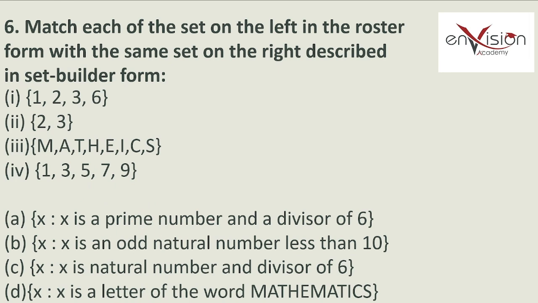Prime number and a divisor of 6? 2 is not a prime number. Odd natural number? No, 2 is even. X is a natural number and divisor of 6? Yes. So the first answer is C. Next, 2, 3: these are prime numbers and divisors of 6? Yes. Then this is clearly D, where mathematics is written. What is left is odd natural numbers less than 10. This is B. So this completes this exercise.